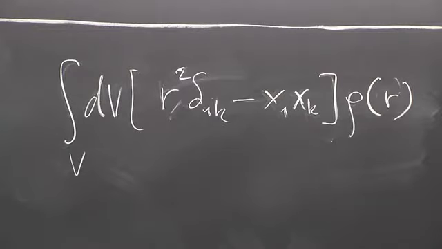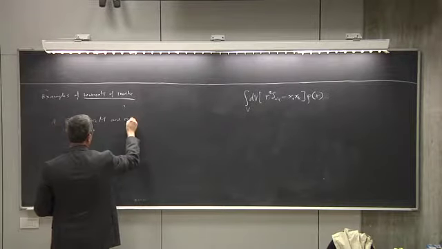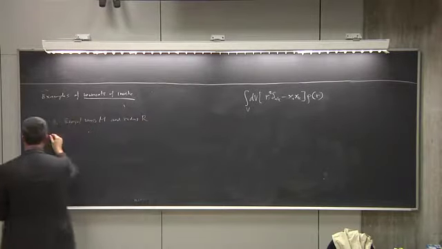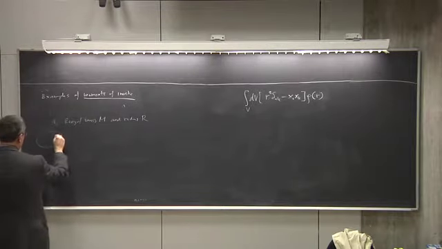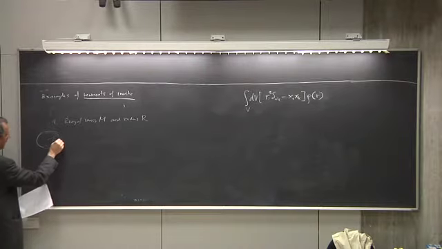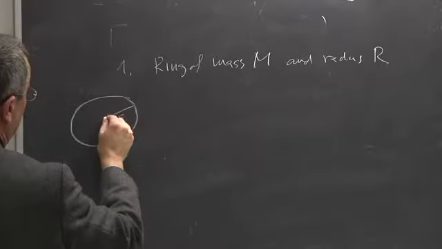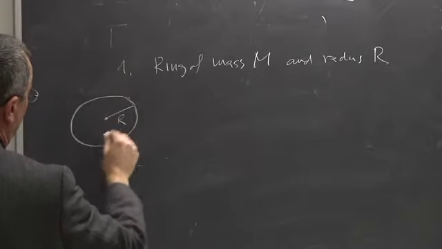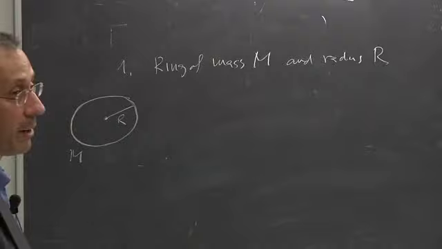So what is the simplest mass distribution? Well, we can discuss which one is the simplest, but let's take first a ring. So this is the first example: a ring of mass M, big M, and radius R. It's like a bicycle wheel without spokes, and the total mass of this ring is M.